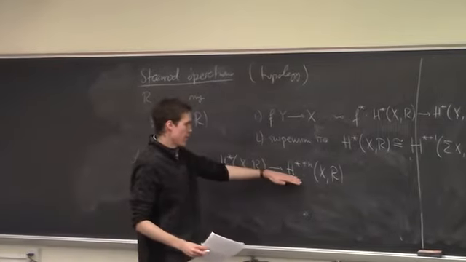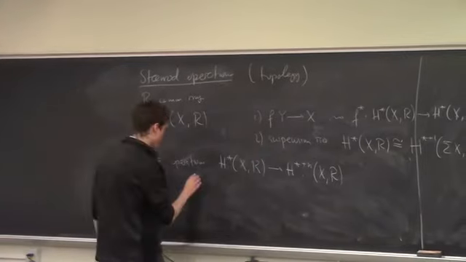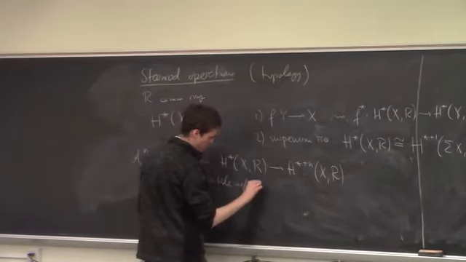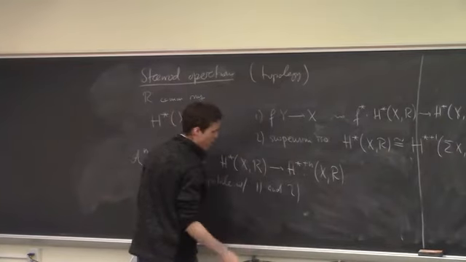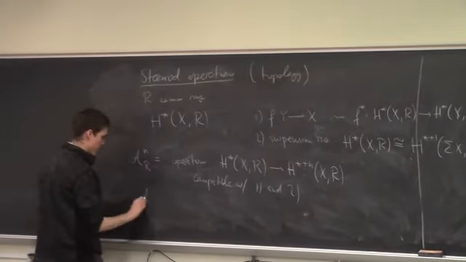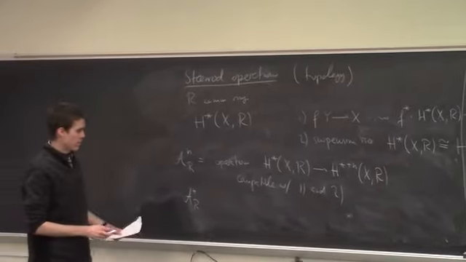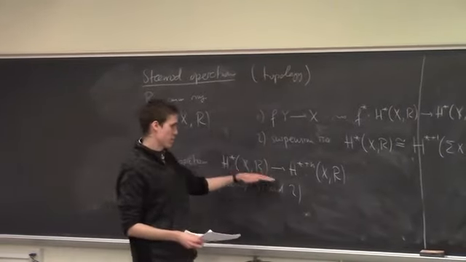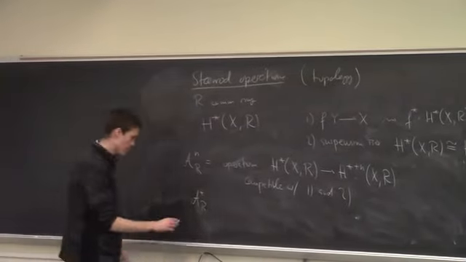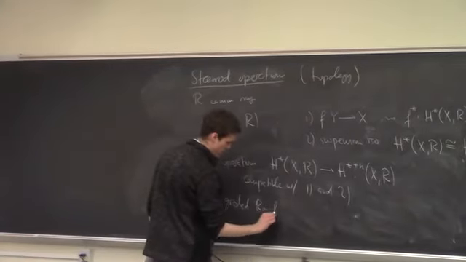So I look at degree n operations like this that are compatible with these two features, compatible with 1 and 2. And if I put all the n's together, what I get is actually a graded algebra. And the multiplicative structure is because I can compose such operations. This is crazy. All right.